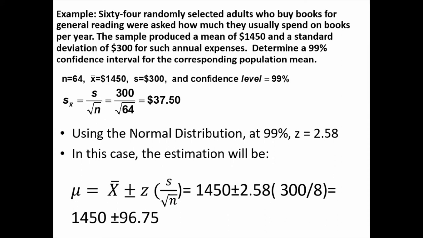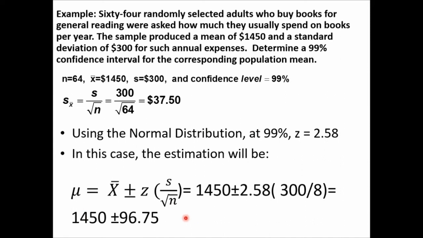So if I substitute this value in our estimation, which in this case is mu equal to x bar plus or minus z times s over the square root of n, it should really be sigma over the square root of n, but we are using s, the standard deviation of the sample, as a rough estimate of the standard deviation of the population. Then we will have 1450 plus or minus 2.58 times s divided by the square root of 64, which is 8, and this will be the new estimate. So this is 1450 plus or minus 96.75.